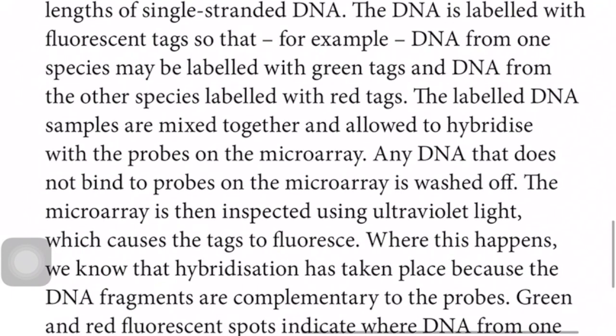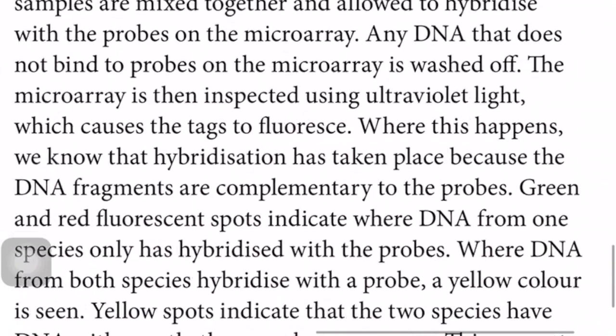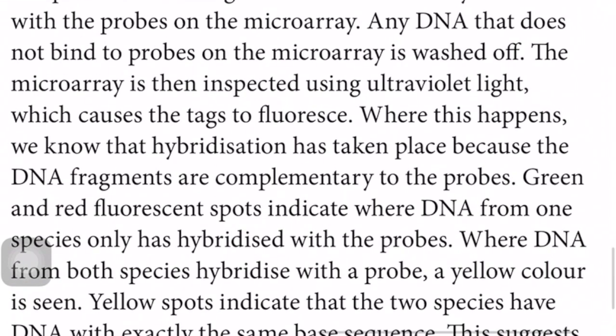The DNA is labeled with fluorescent tags, so that for example DNA from one species may be labeled with green tags and DNA from the other species labeled with red tags. The labeled DNA samples are mixed together and allowed to hybridize with the probes on the array. And they can hybridize because it will be formed into single-stranded first. We will look at that. Any DNA that does not bind to a probe on the microarray is washed off. It means that none of the probes is complementary to those DNAs.